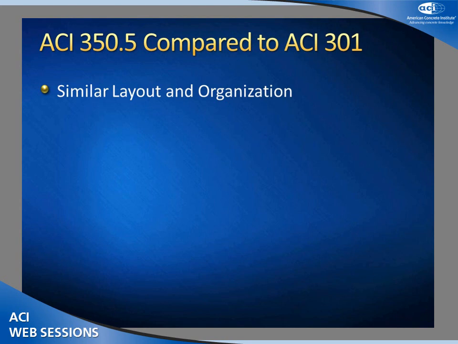We have a very similar layout and organization, the three-part format of a specification. In 350, we have greater cover requirements. Why do we do that? Because we have more severe exposures. We also have a lot of attention to the long-term corrosion resistance of the structure. And in 350, generally you'll find the covers are increased over what you would have in a building structure.